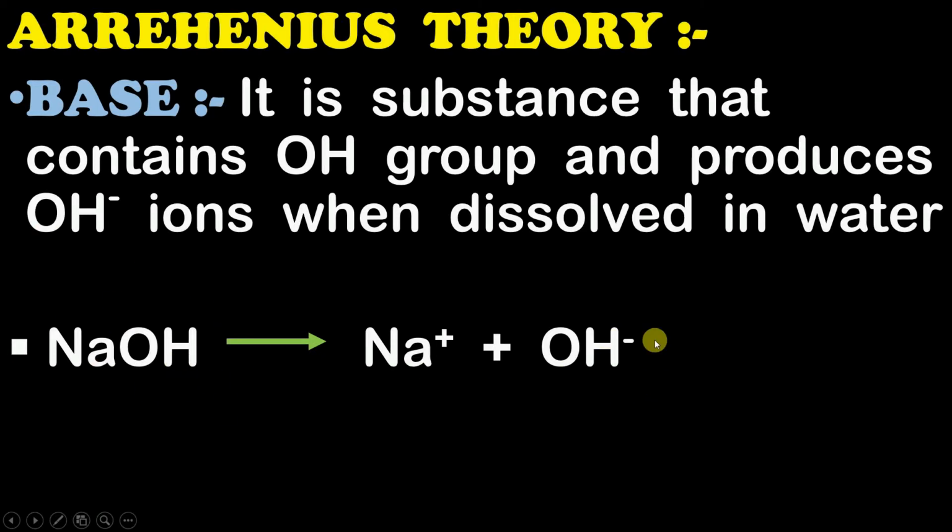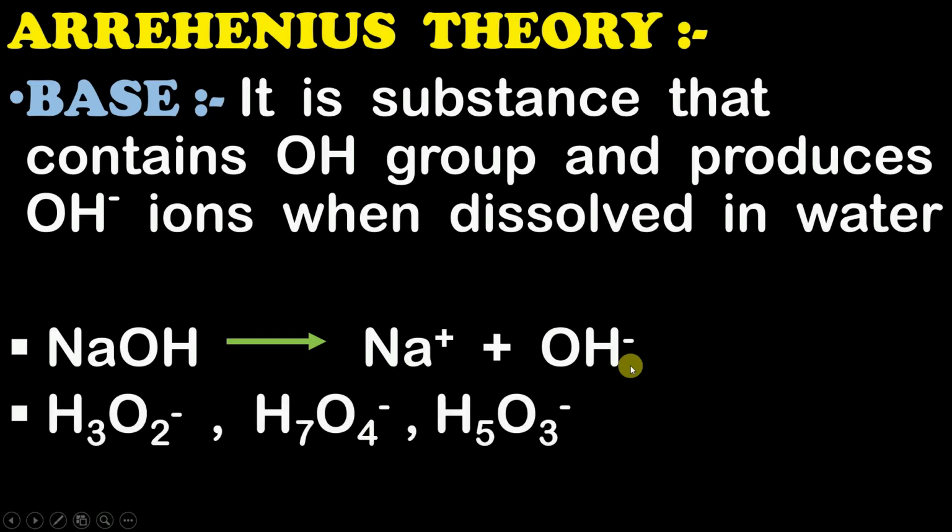So these OH minus ions will combine with water molecules and be present in hydrated forms as H3O2 minus, H7O4 minus, and H5O3 minus. And I hope you all know how we get these hydrated forms, by simply adding H2O to it. If you add H2O to OH minus, you are obviously going to get H3O2 minus. OH contains one hydrogen and H2O contains two hydrogens. So 1 plus 2, 3.